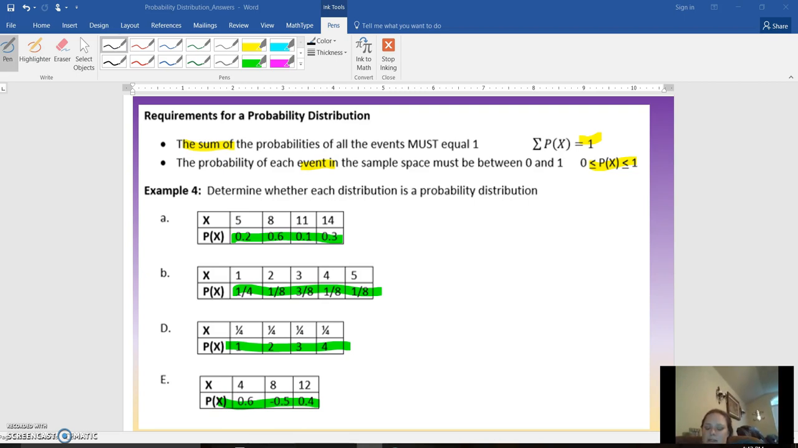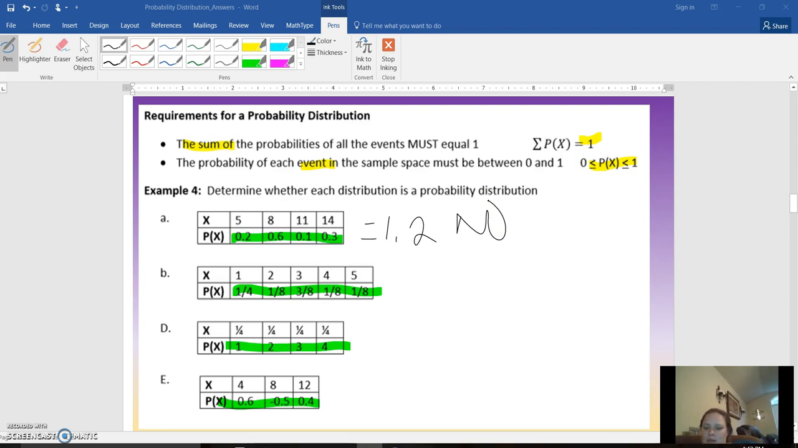0.2 plus 0.6 plus 0.1 plus 0.3. Okay, hang on. I get 1.2, and that is greater than 1. So this is no, right?